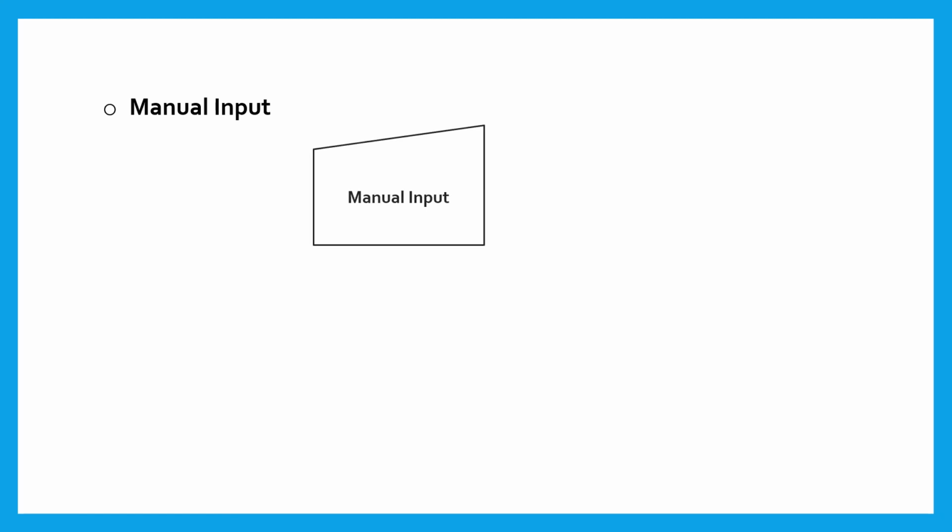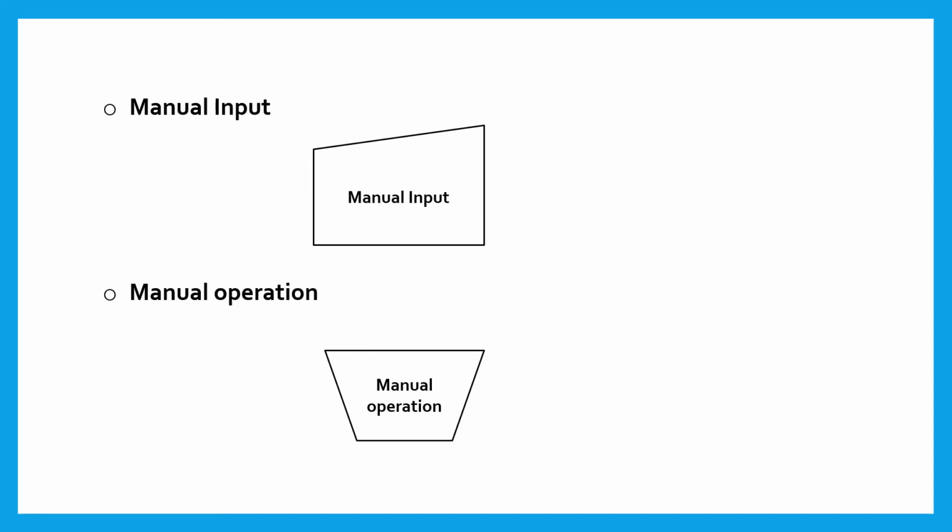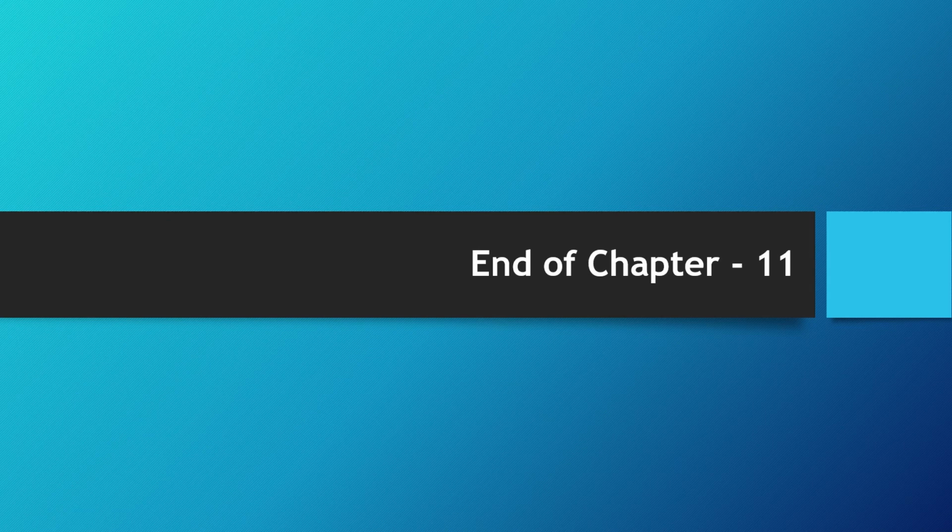Manual input. The manual input symbol is used to represent manually input data or information into a system. Manual operation. Manual operation is a process step that is not automated. End of chapter 11.